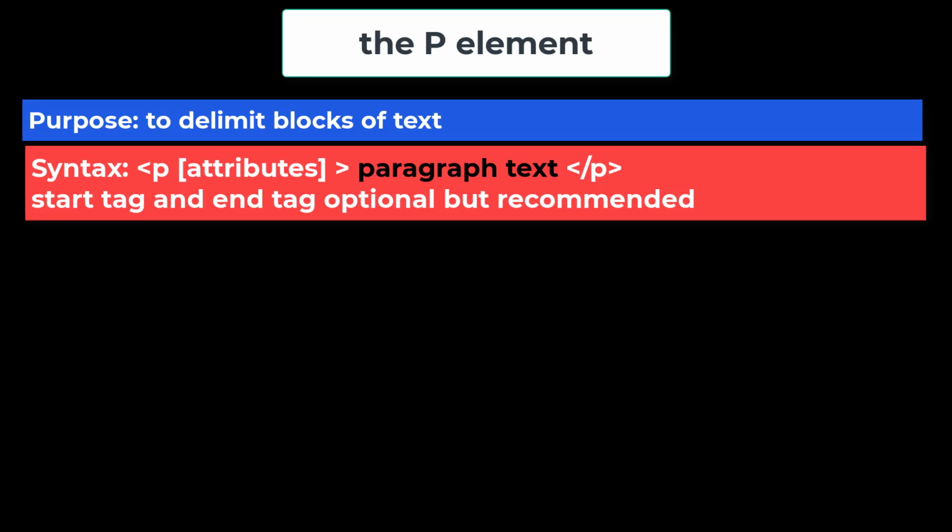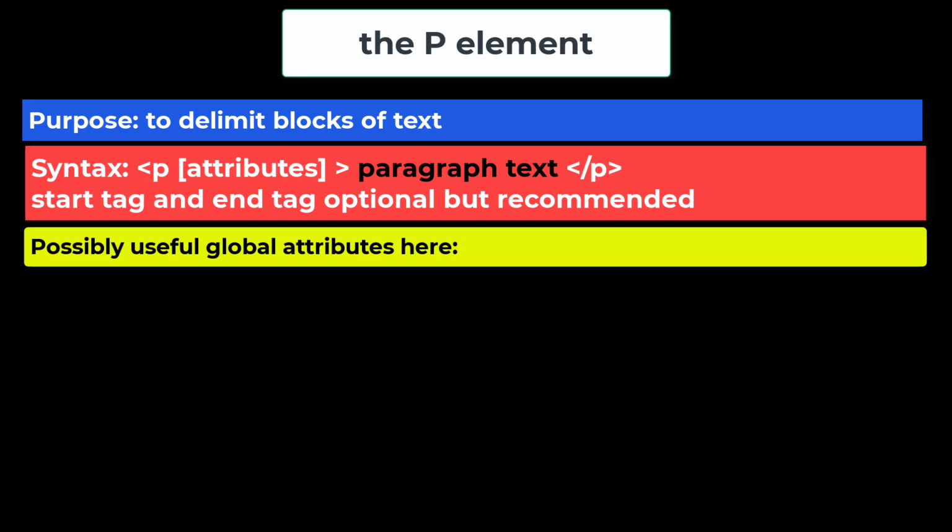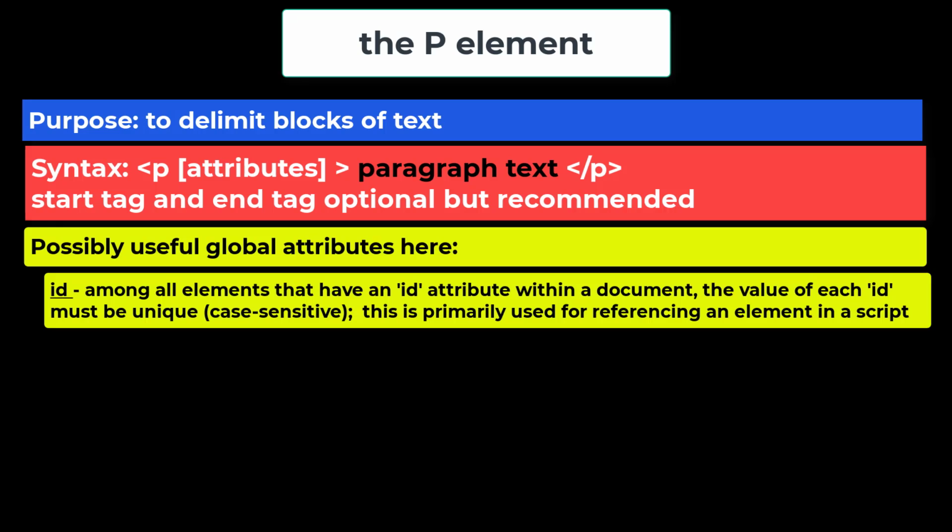Now we return to text markup and we focus on the P element, the paragraph element. Its purpose is to delimit blocks of text. The syntax is a start tag, P, possibly some attributes, then the paragraph text and an end tag. The start tag and end tag are optional, but we highly recommend you code them. Some possibly useful global attributes here include ID. Among all elements that have an ID attribute within a document, the value of each ID must be unique in a case-sensitive way. This is primarily used for referencing an element in a script.